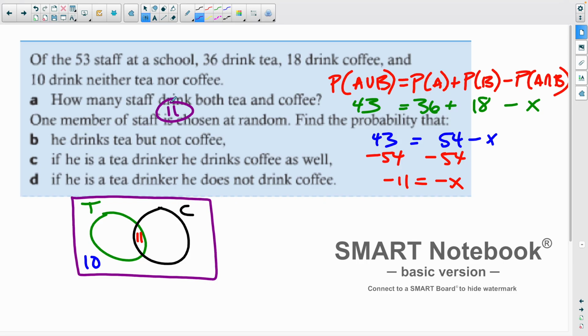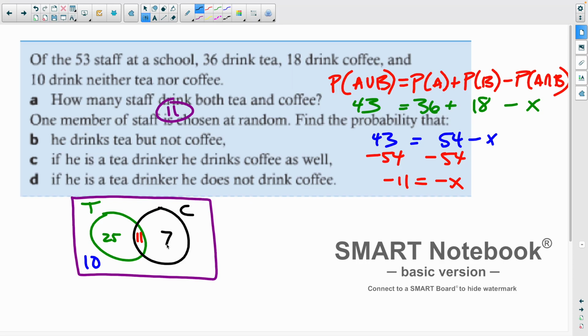So how many people drink tea but not coffee? Oh, I need to finish this, don't I? So how many tea drinkers are there total? 36, I already have 11 placed, so that is 25, that's correct. How many coffee drinkers do I have total? 18, so there are 7 left that are only coffee drinkers. Sorry, I forgot to finish my Venn diagram already, okay?